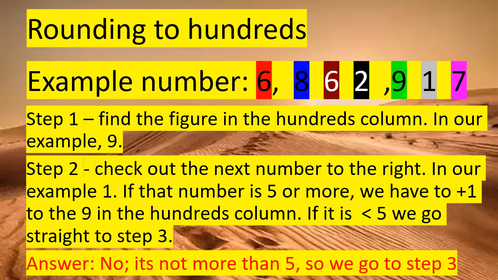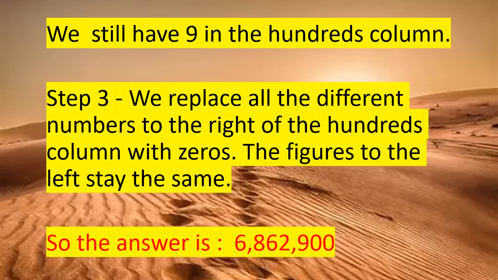And in our case, it's number 1. So it's not more than 5, we go straight to step 3. So we still have 9 in the hundreds column. Step 3, we replace all the different numbers to the right of the hundreds column with zeros. The figures to the left stay the same. So the answer is 6,862,900.